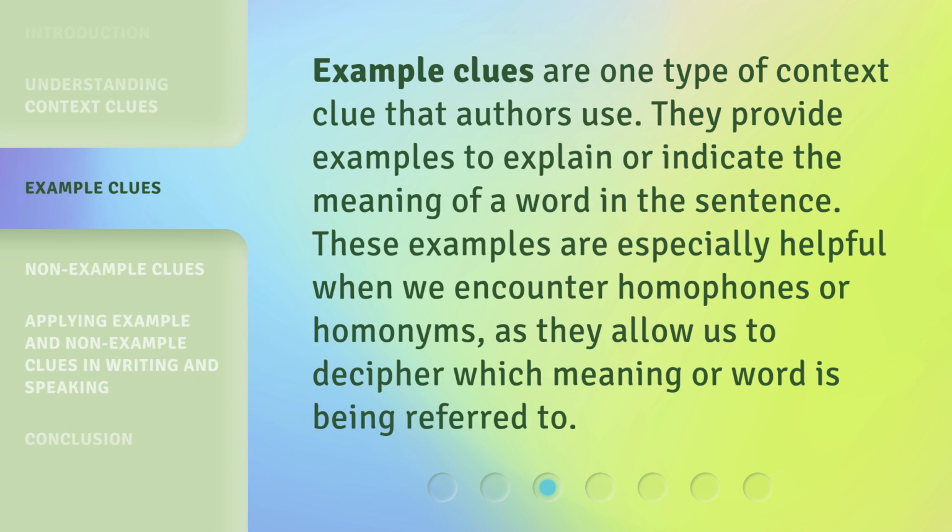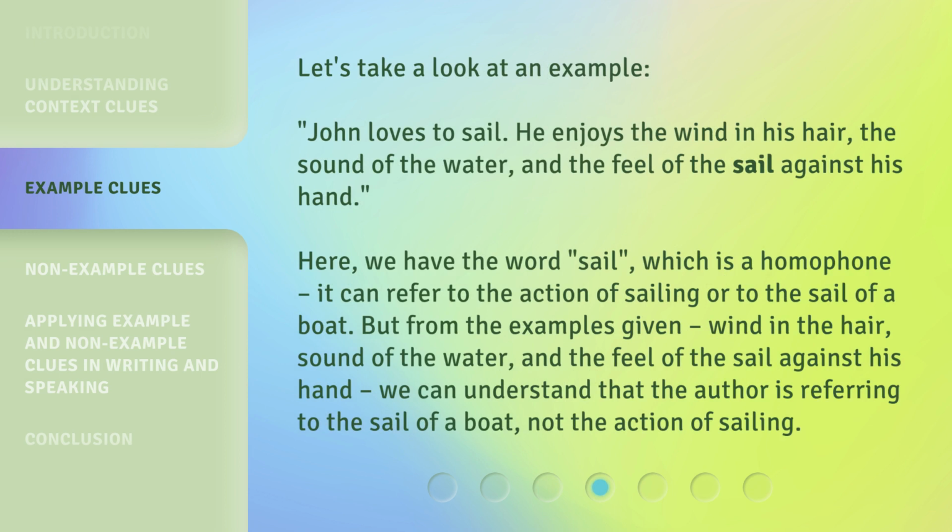Example clues are one type of context clue that authors use. They provide examples to explain or indicate the meaning of a word in the sentence. These examples are especially helpful when we encounter homophones or homonyms, as they allow us to decipher which meaning or word is being referred to. Let's take a look at an example.